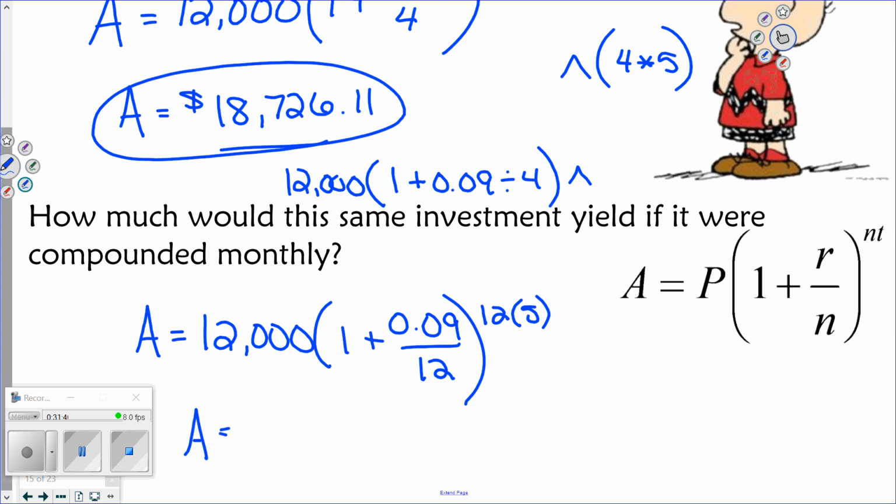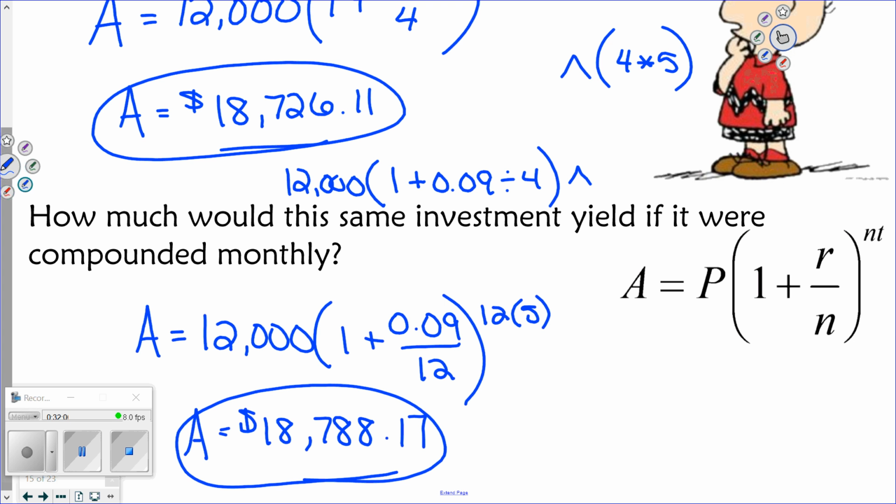So instead of it compounding just 4 times a year, what if it did it 12 times in a year? Should you make more or less? You think it'd be more. How much more would it be? So not a huge difference, but is it still more? Still more. Hey, I'll take more money.